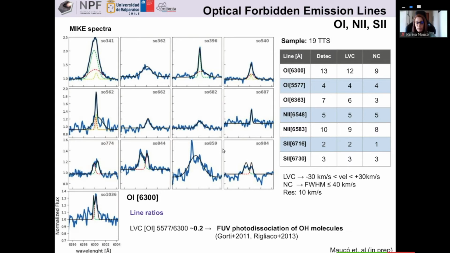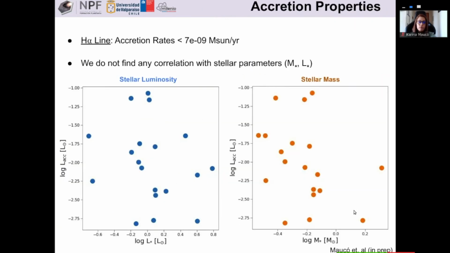As you can see here, we have identified the profiles of the line, we have fitted the profiles and looked for the low velocity component of the lines and also the narrow component of this low velocity component, which is usually related to photoevaporating winds. We have estimated some line ratios for the stars that were detected in both of these lines, and we found a mean value of 0.2, which is consistent with previous work and is related to FUV photodissociation of OH molecules. So we have fitted all the lines, and we're now looking for different properties or relationships for our stars.